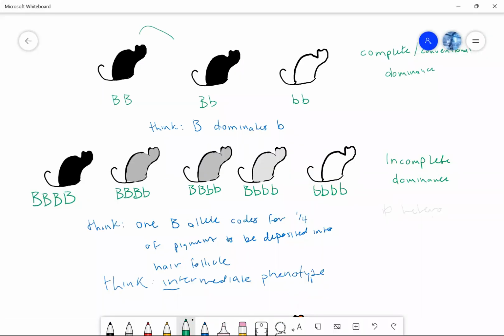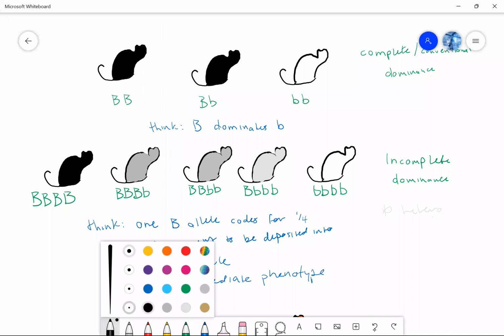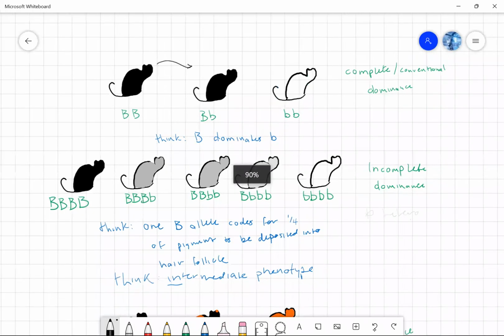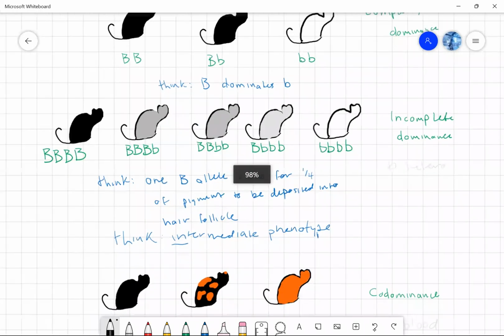Okay. So this is what we were going for. This dominant B allele, if it is present in this diploid individual at the B locus, will dominate the phenotype that is expressed by this heterozygous individual. That is complete dominance, the very familiar, conventional kind of dominance that we come across a lot.